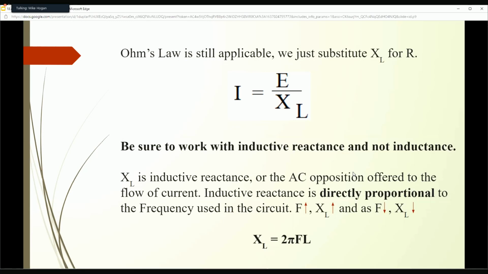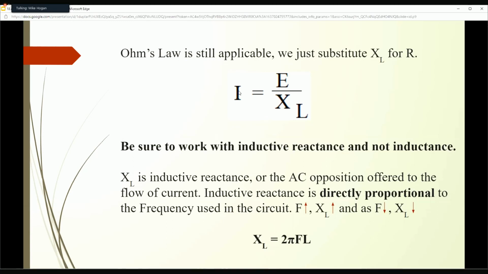And it's this notion of X with a subscript L, so X of L. What we call that is not so much resistance, but reactance. X of L is known as inductive reactance, because I've got this subscript of L. And I can use inductive reactance just as I use resistance in Ohm's law.